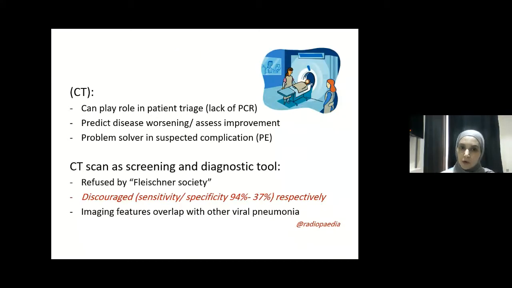CT can play a role in patient triage, especially when there is a lack of PCR. CT can predict disease worsening and assess patient's improvement. And CT is a great problem solver in suspecting complications such as PE.